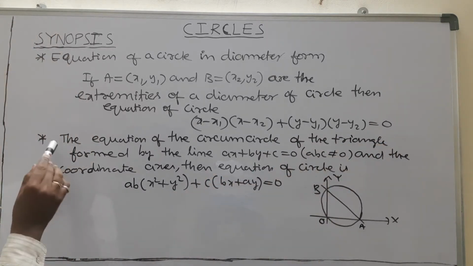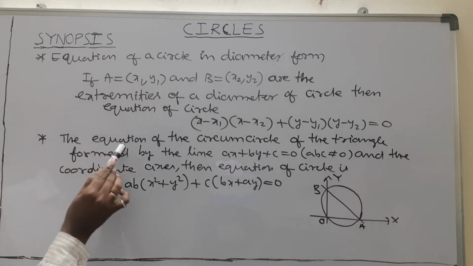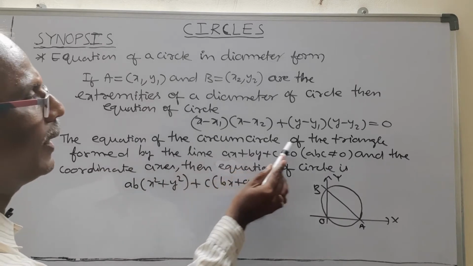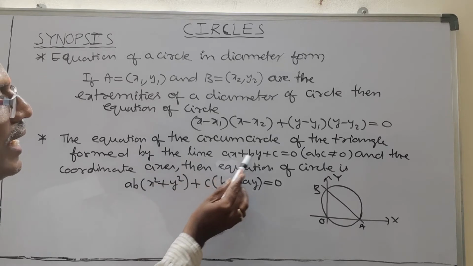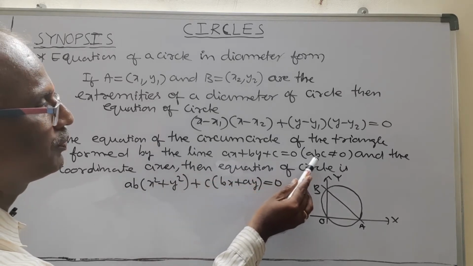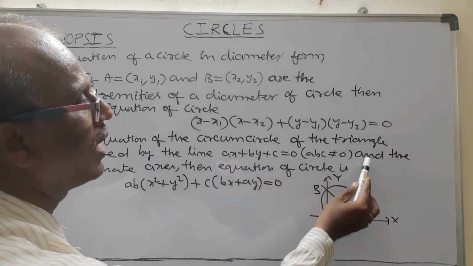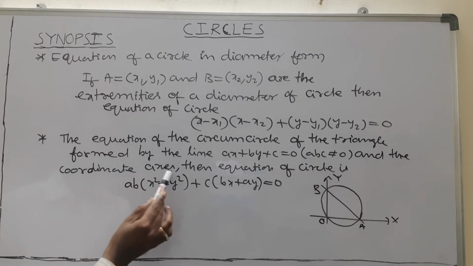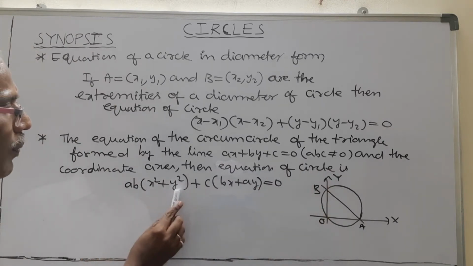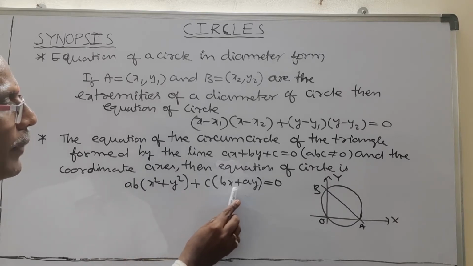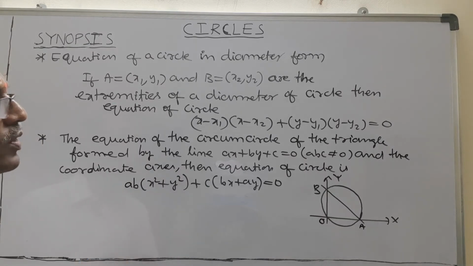Next one, this is the formula. The equation of the circumcircle of the triangle formed by the line ax plus by plus c equals 0, where abc does not equal 0, and the coordinate axes, is ab into (x square plus y square) plus c into (bx plus ay) equals 0. This formula is useful for objective type questions.